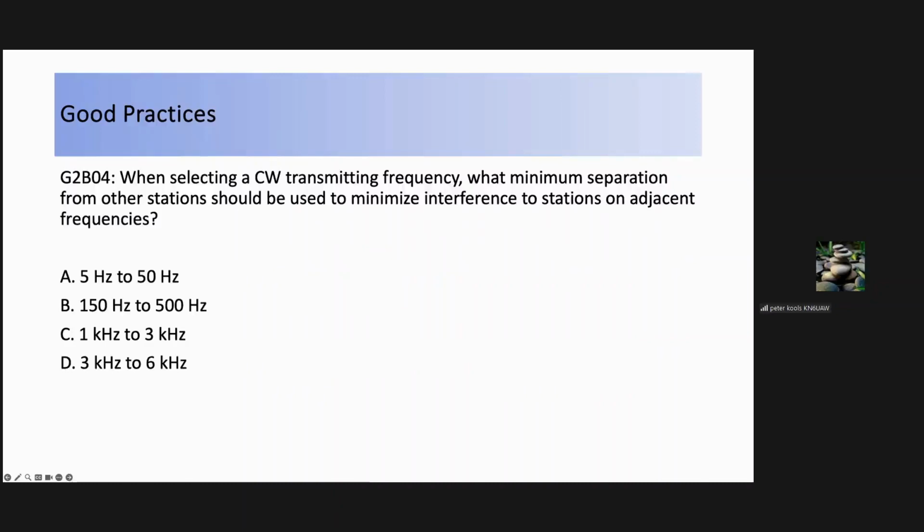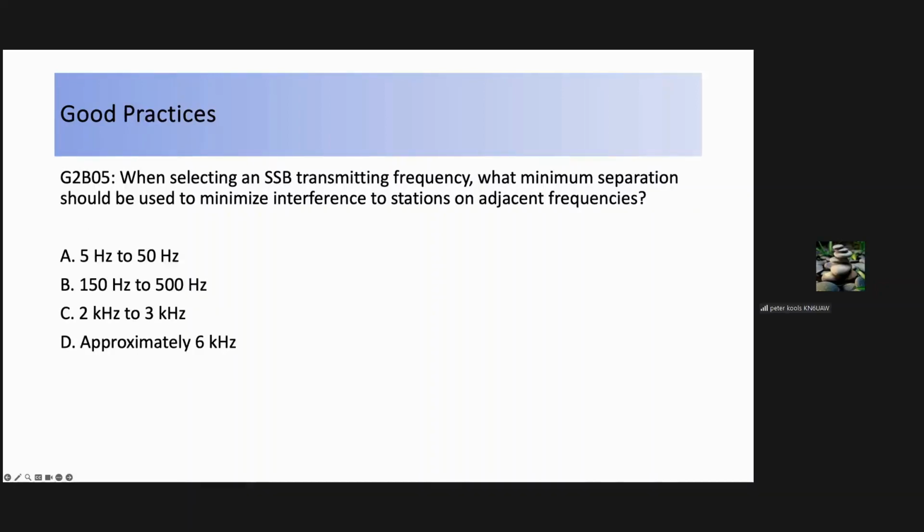When selecting a CW transmitting frequency, what minimum separation from other stations should be used to minimize interference to stations on adjacent frequencies? CW is a narrow bandwidth transmission mode, so you only need between 150 hertz and 500 hertz between you and any other signals that are transmitting at that point in time. When selecting a single sideband transmitting frequency, what minimum separation should be used to minimize interference to stations on adjacent frequencies? With single sideband, you want to have a separation of 2 to 3 kilohertz.